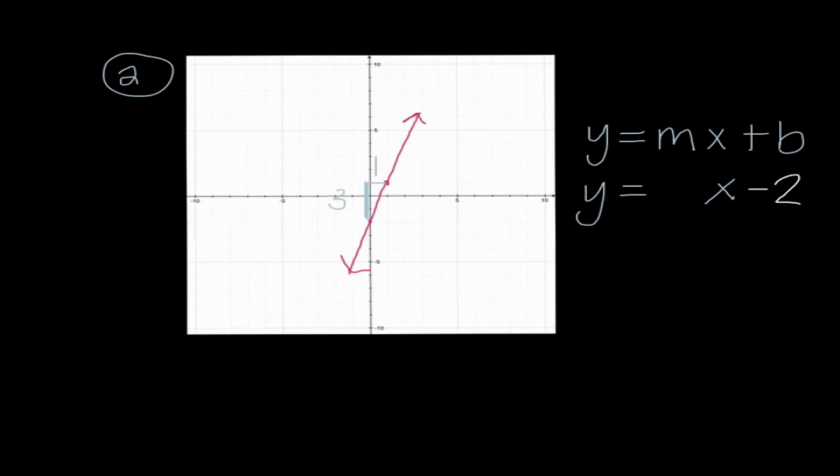So looking at this, I think that it's rising 3 and going to the right 1. Once again, it's rising from left to right, which means that it should be positive. So our slope here would be +3, and our equation would be y equals 3x minus 2.